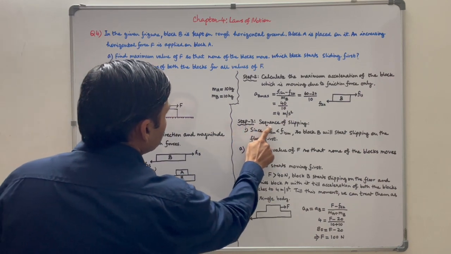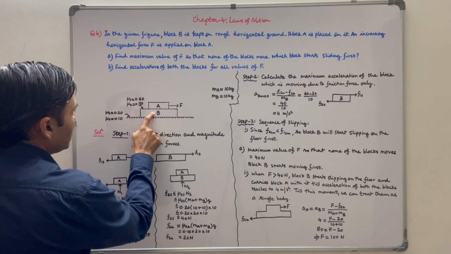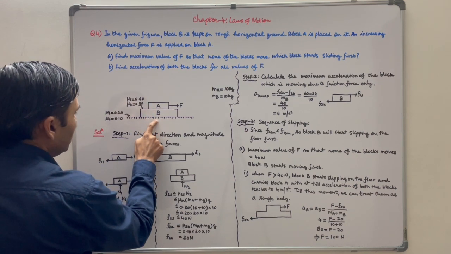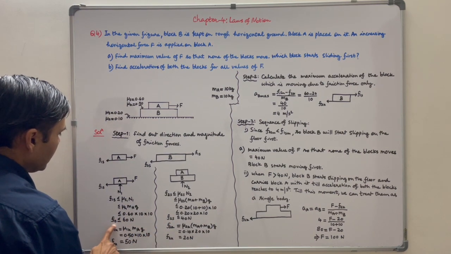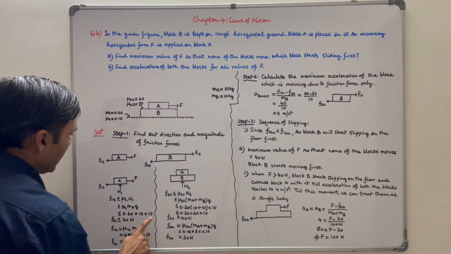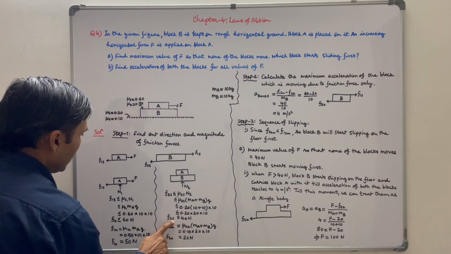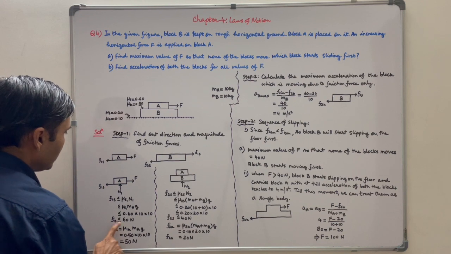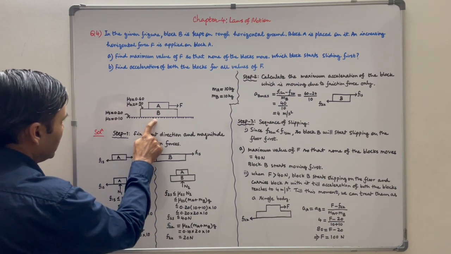Third step, sequence of slipping. To know which block starts slipping first, whether A on B or B on the floor, we will see F1s and F2s. F1s is less than or equal to 60 Newton and F2s is less than or equal to 40 Newton. Since F2s is less than F1s, block B will start slipping on the floor first.